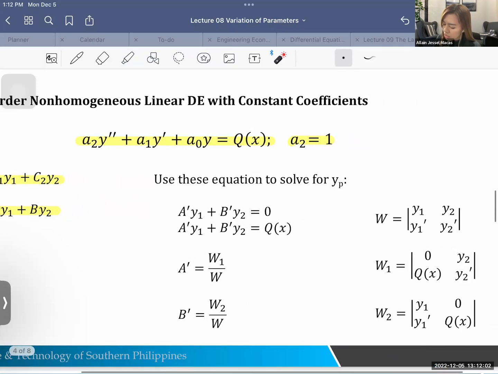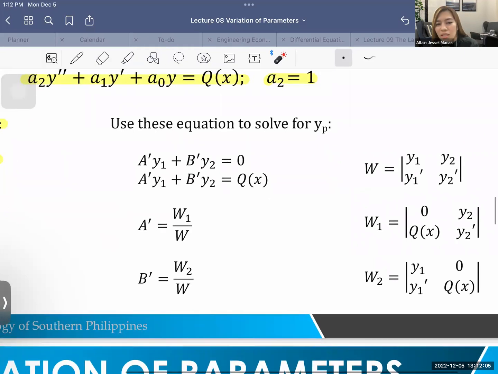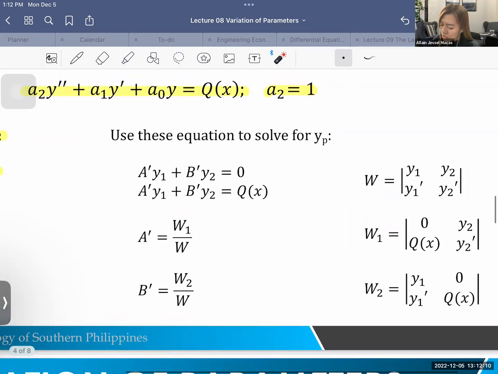Based on this equation, let's go back a little to the Wronskian. I'm sure you have mastered getting the Wronskian. So we're going to use these two equations such that A prime, the derivative of A, is equal to W1 over W. W1 is also a Wronskian, I'll explain later. And then B prime is W2 over W. Okay? For W, the denominator, you simply use Y1 and Y2.